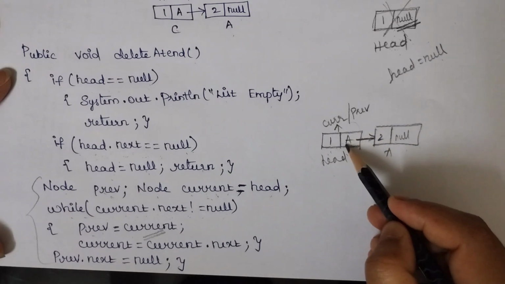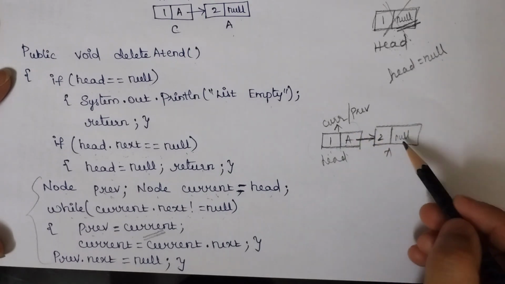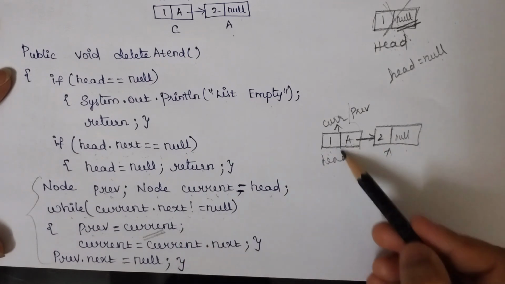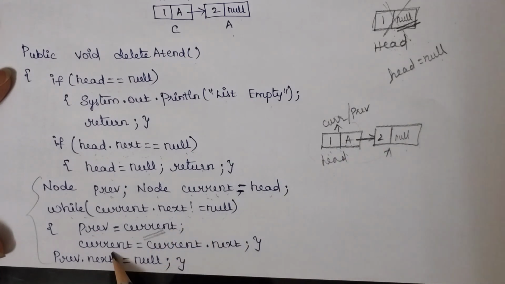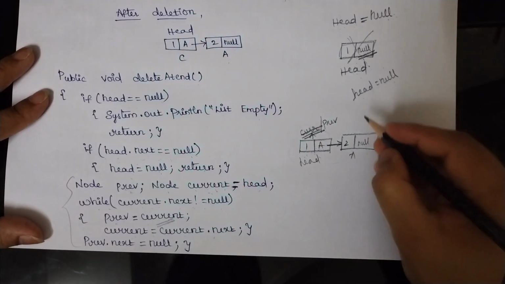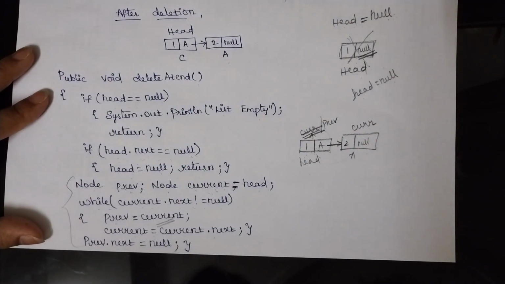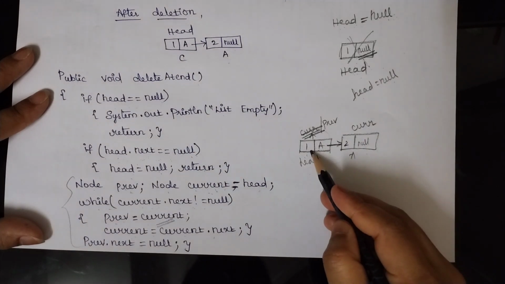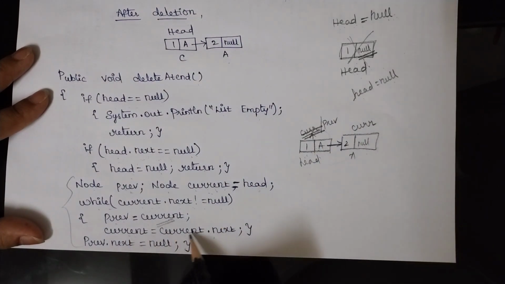You're not going to delete this, so I'm not stopping here. I need to find the last node. For finding the last node, you need to traverse, right? Again, for traversal, current is equal to current dot next. So now this is not my current; this will become my current node, because I traversed from this node to this node by using this statement.